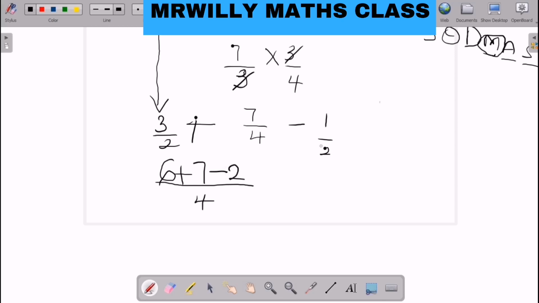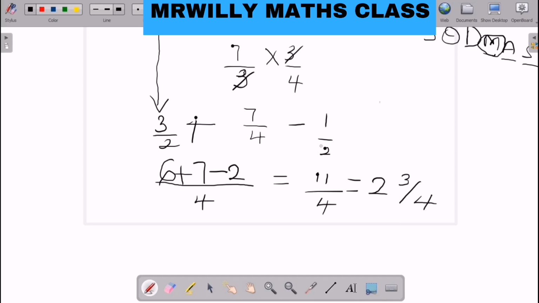Now that we have done that, you can now move on by saying 6 plus 7. 6 plus 7 is what? That's 13. 13 minus 2 will give you 11. So 11 divided by 4. How many 4 can you see in 11? That will be 2. 4 times 2 is what? 8. The remainder will be 3 over 4. So the answer is 2 and 3 over 4.